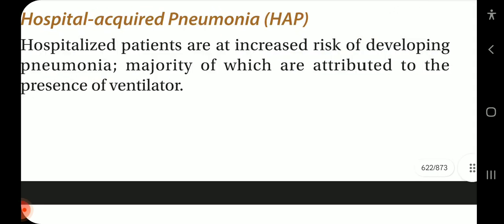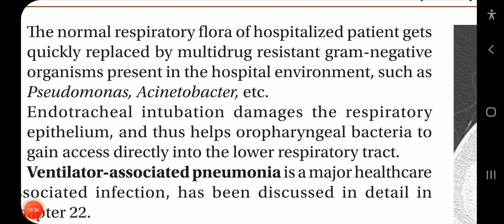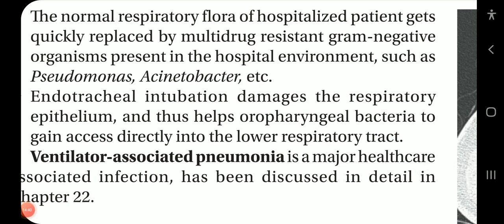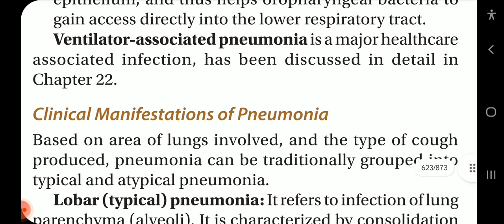Now coming on to HAP, hospital-acquired infections. Hospital patients are at risk of developing pneumonia, the majority of which is attributed to the presence of a ventilator. The normal respiratory flora of a hospitalized patient gets quickly replaced by multidrug resistant gram-negative organisms present in the hospital environment, such as Pseudomonas, Acinetobacter, etc. Endotracheal intubation damages the respiratory epithelium and thus helps oropharyngeal bacteria gain access directly into the lower respiratory tract. Ventilator-associated pneumonia is a major healthcare associated infection.